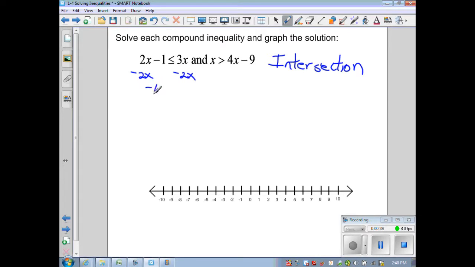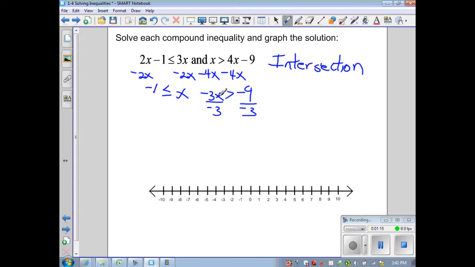That leaves me a -1, less than or equal to, and then 3x minus 2x just leaves me x. So x, we always read by the variable first, x is greater than or equal to a -1. We're going to do the same thing on the other inequality. Here, if I subtracted x, I'd end up with a 0 and have to do more work. So the quickest thing is actually to just subtract 4x on both sides. And what that gives me is x minus 4x, which is going to give me a -3x, is greater than a -9. Divide by a -3.